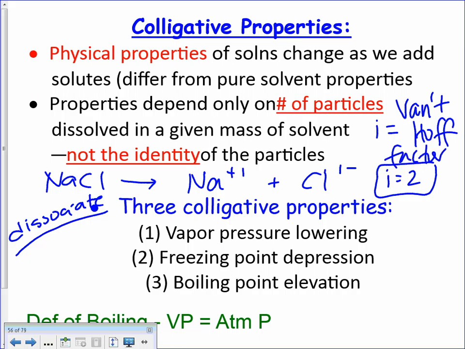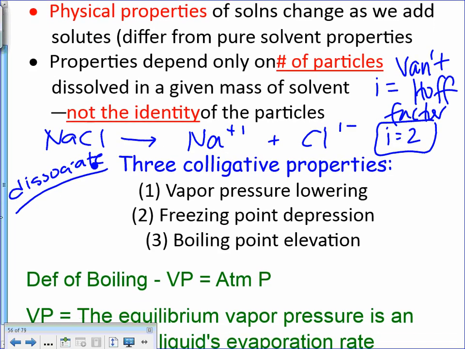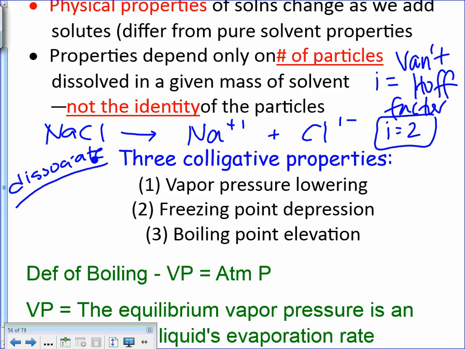So let's try this again. Let's do it with calcium chloride, though, in this case. Calcium chloride. What would the I factor be for that? Let's write out the dissociation like we did here. Calcium chloride. I'm ready when you are. CaCl2, because calcium's got 2 charge, drop it down.